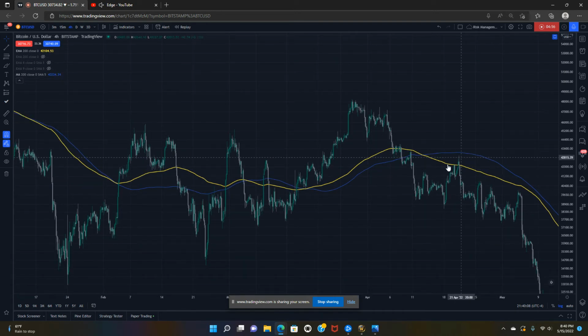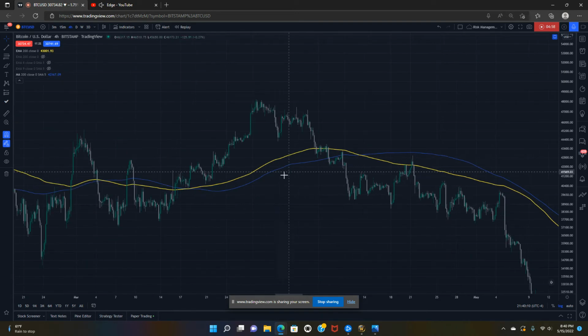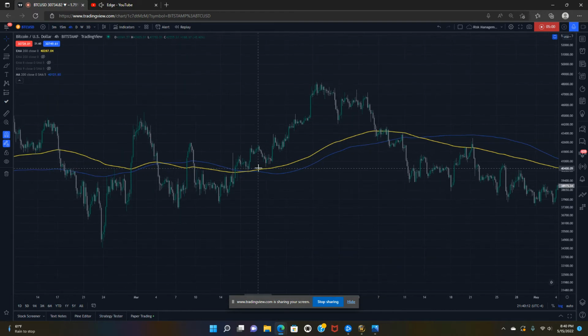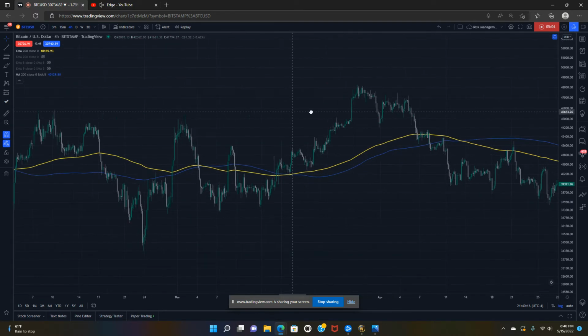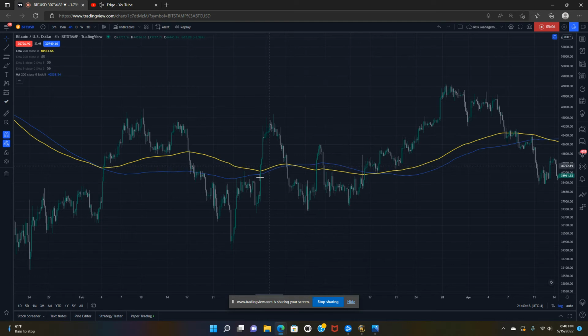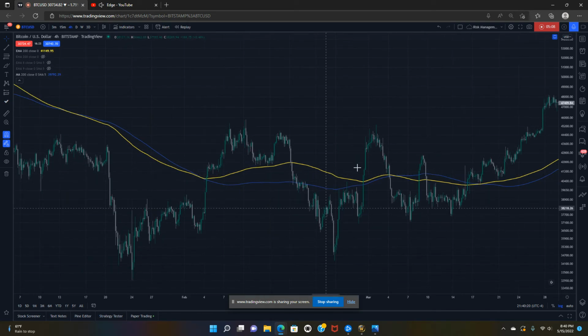When the slower moving period crosses below, see this test up there, you get the sell off. The higher crosses above the slower, you get a move up. This is like a consolidation range.